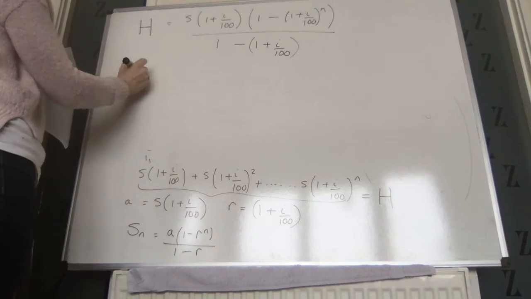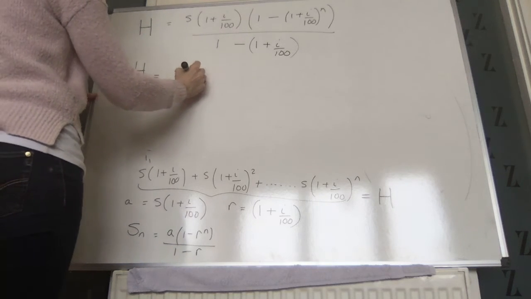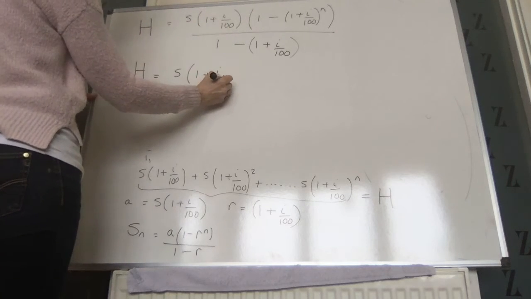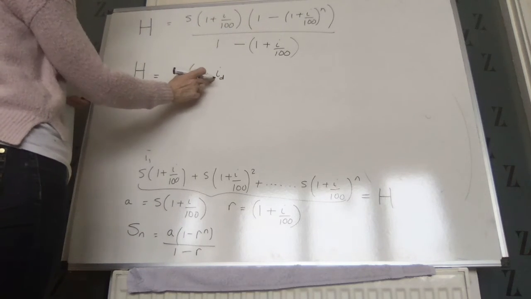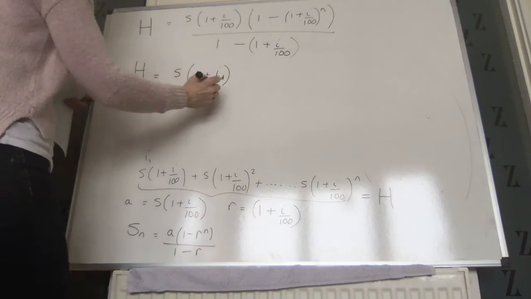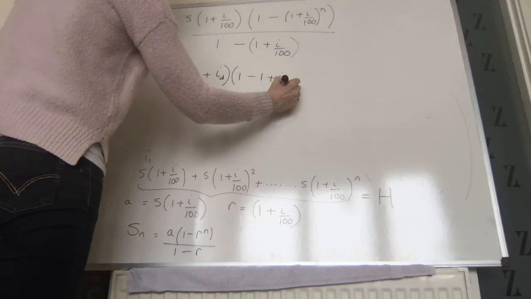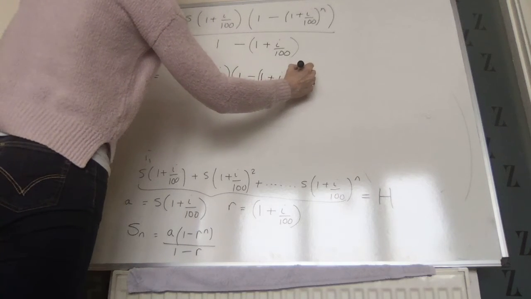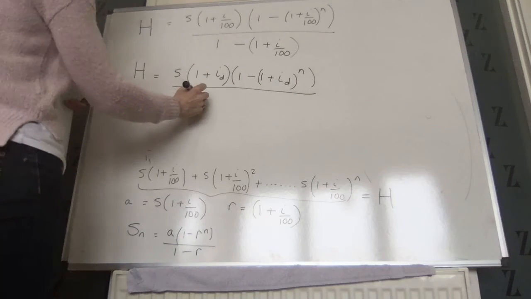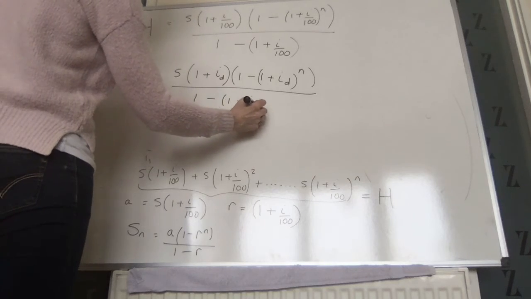So our holiday fund or our pension is s times 1 plus, now I'm going to, instead of writing I over 100, I'm going to call it the interest rate as a decimal. So you should be aware that I over 100 means the interest rate as a decimal, times 1 minus 1 plus interest rate as a decimal to the power of n over 1 minus 1 plus the interest rate as a decimal.